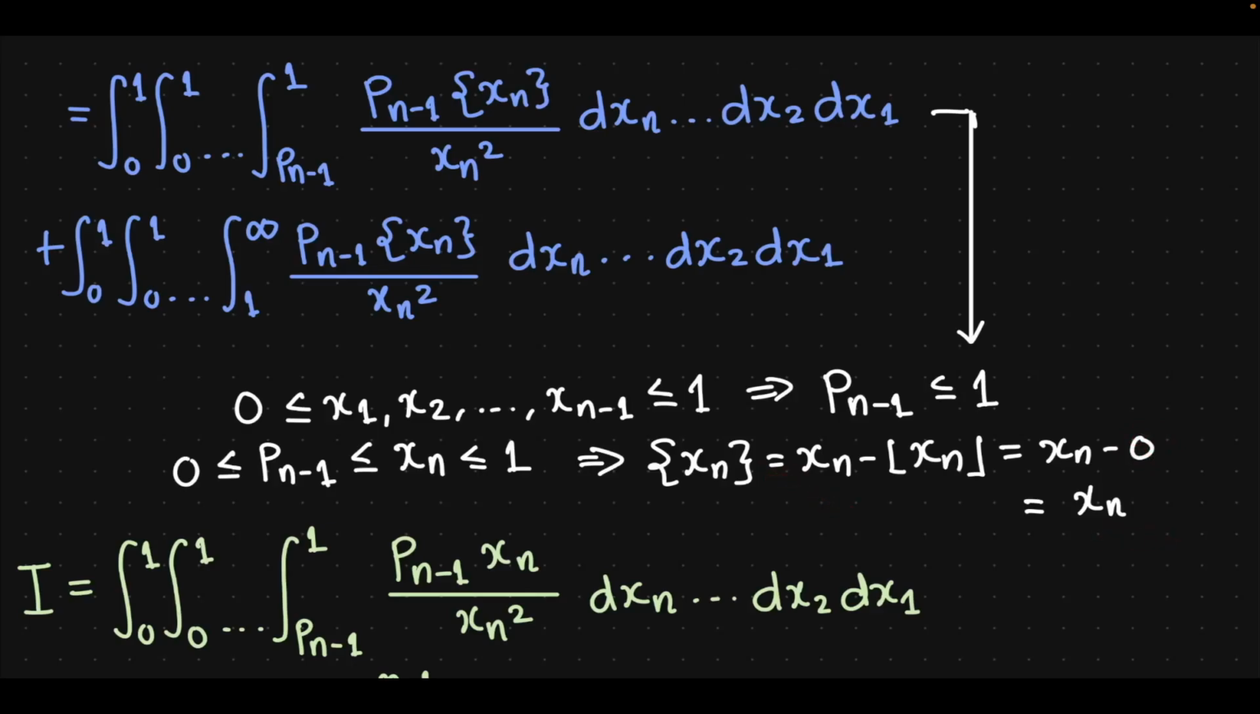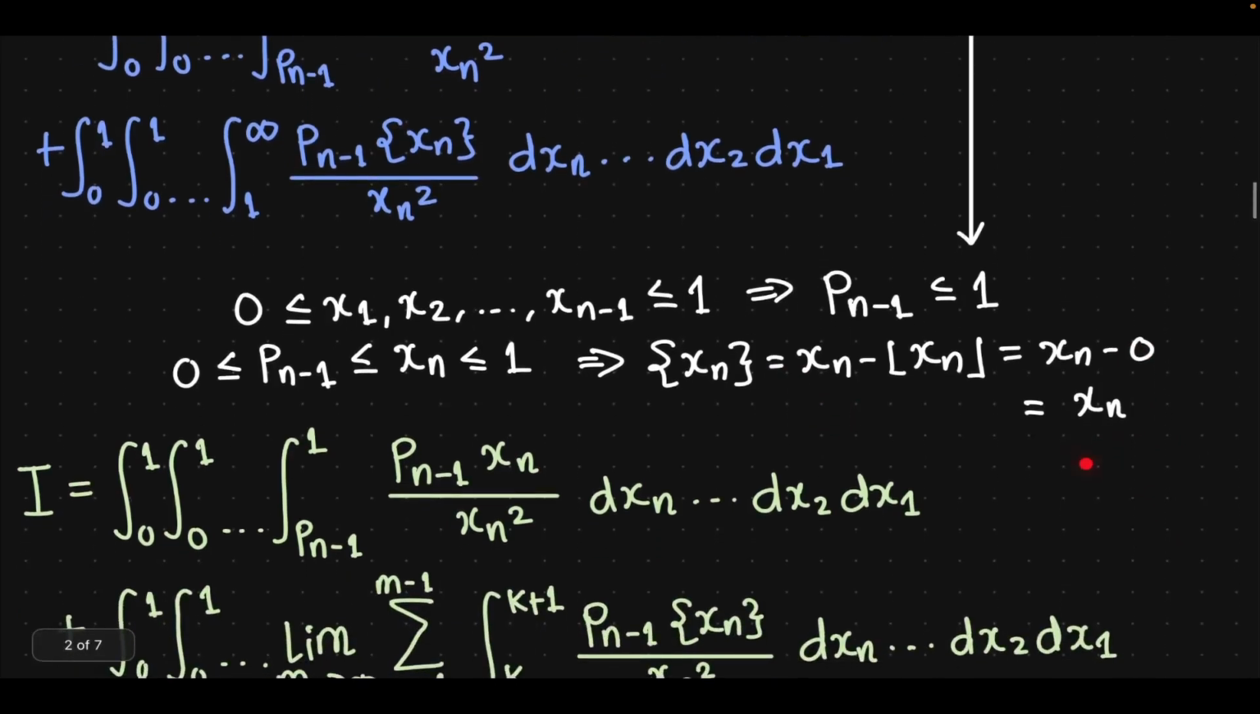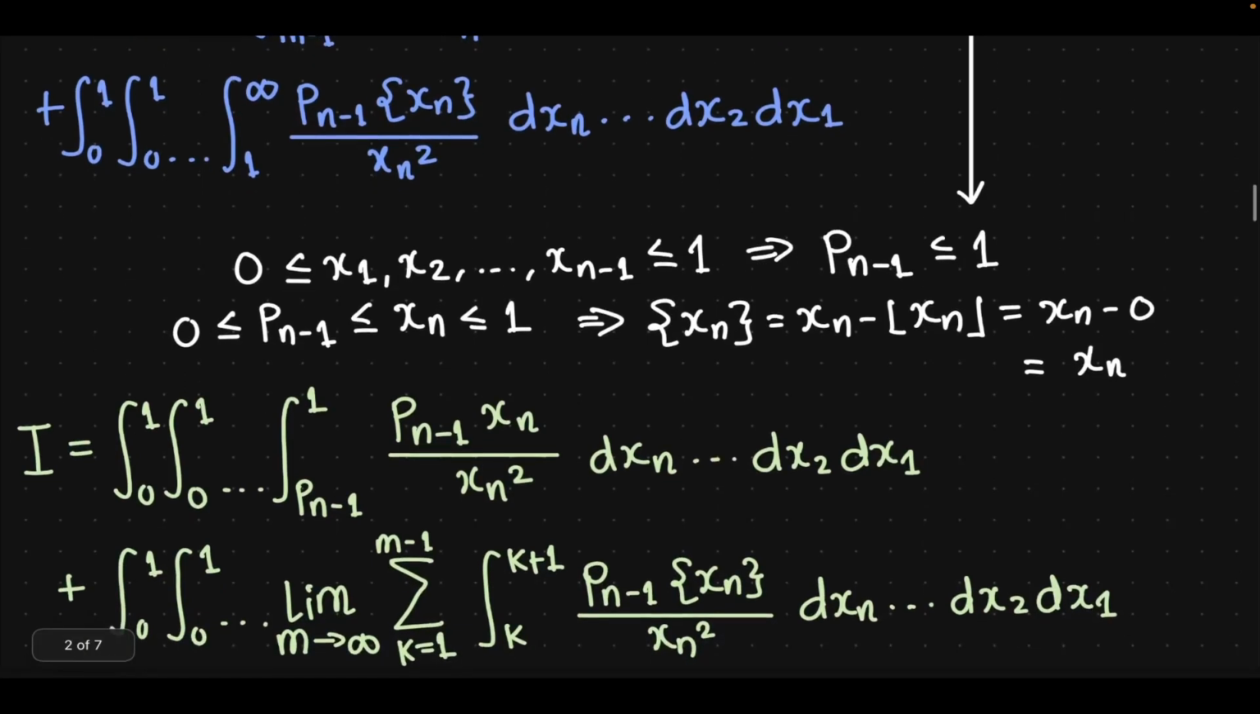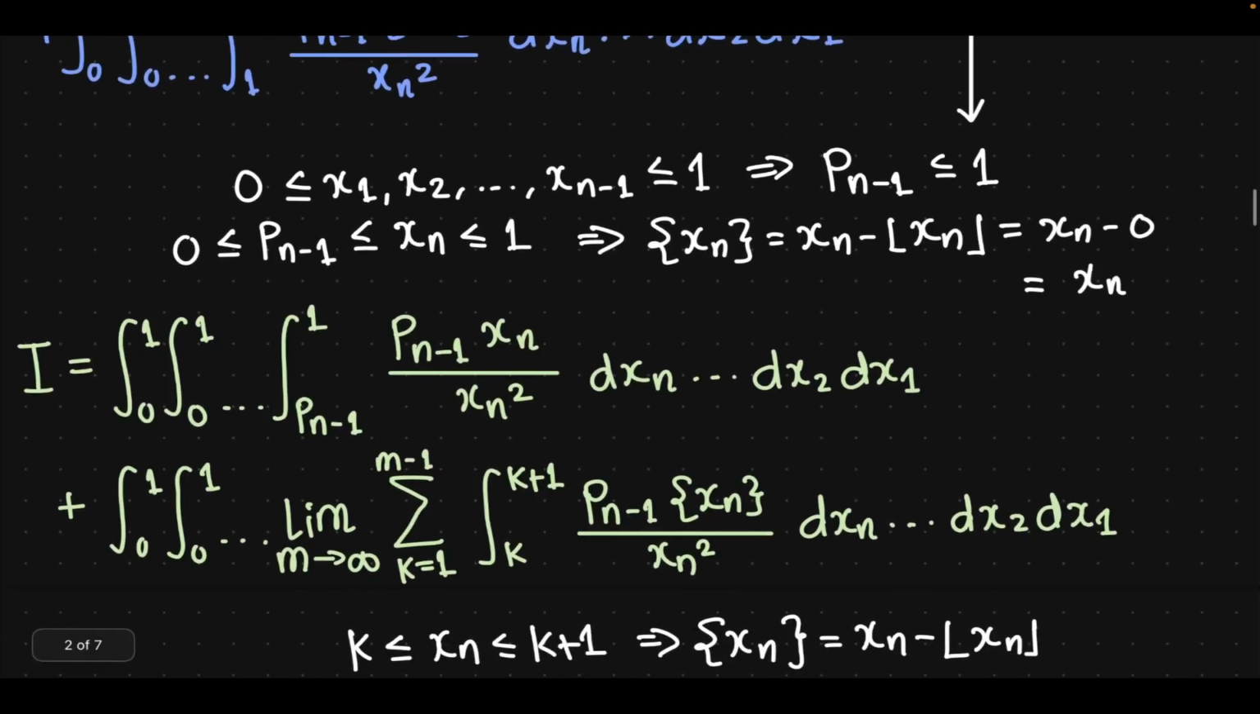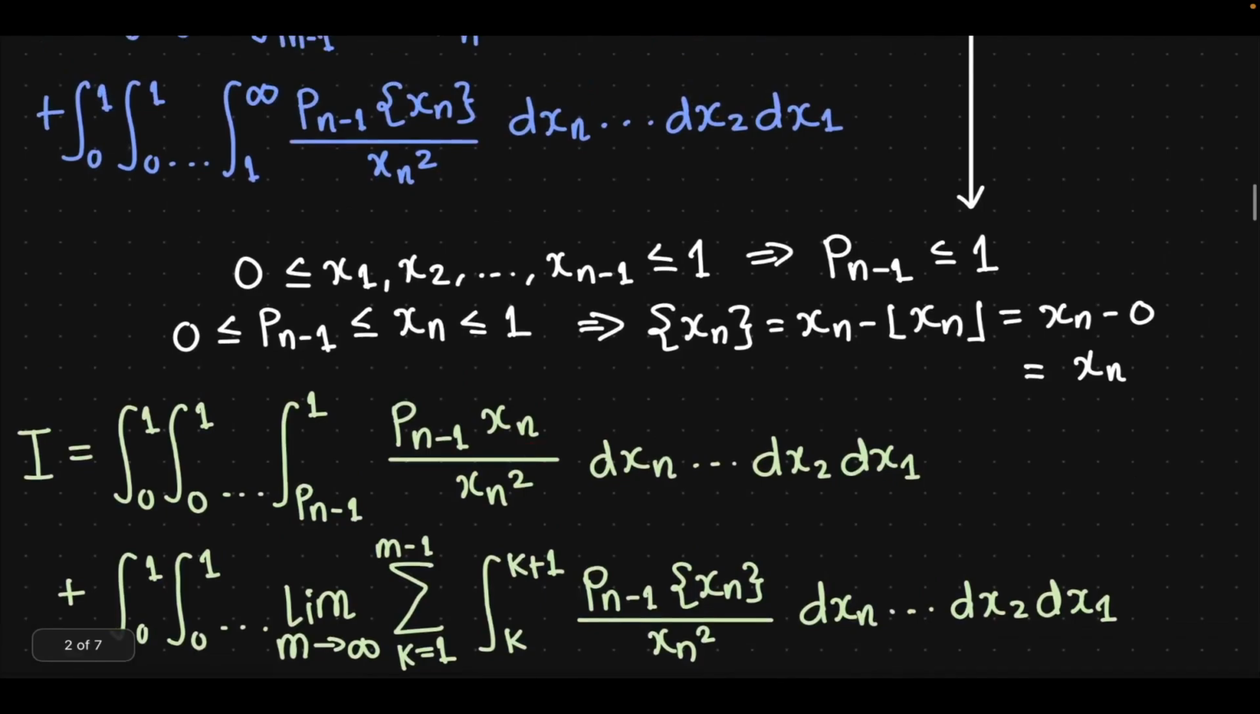So we get 0 for the floor function, and the fractional part of xn is just xn. That helps us because there are no more complications resulting from the fractional part function. So we just get xn instead of the fractional part, and we can just remove the curly brackets. Now that's just the first integral.